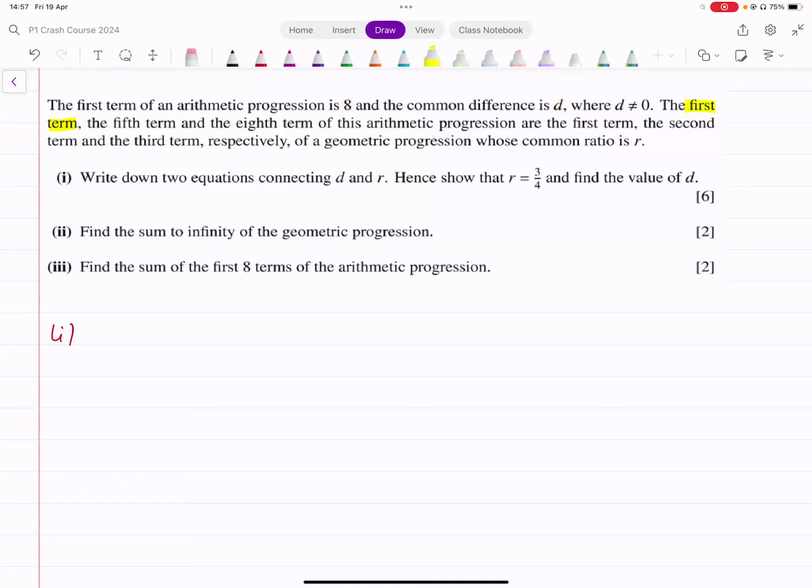So now you see, the first term of the AP is the same as the first term of the GP. The fifth term of the AP is the same as the second term of the GP. And the eighth term of the AP is the same as the third term of the GP. This is what we are given. We do not know the difference of the AP. We do not know the ratio of the GP. We just consider them D and R. But we know that the first term of the AP is 8. Write down two equations connecting D and R and hence show that R equals 3/4 and find the value of D.